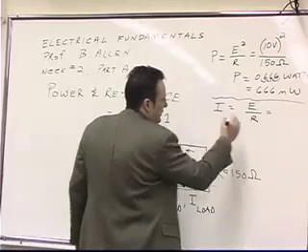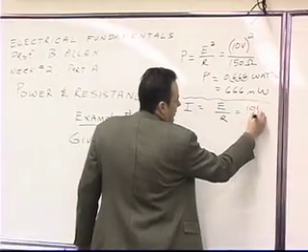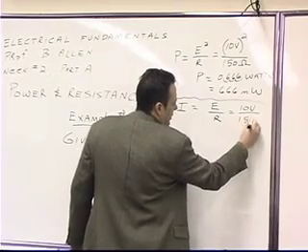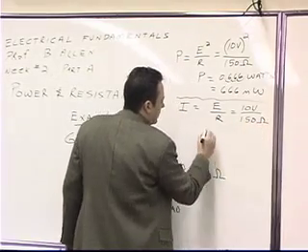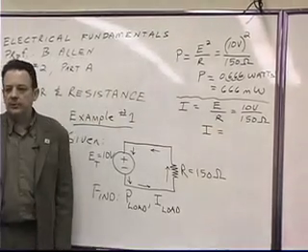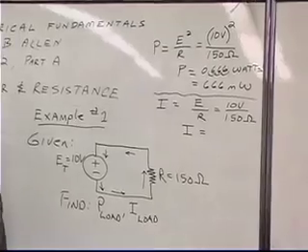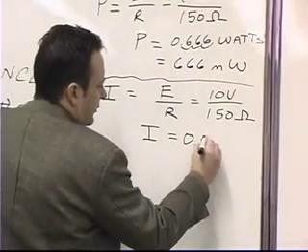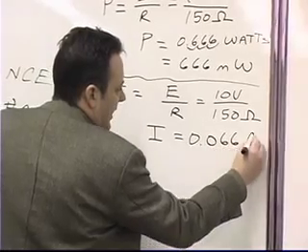So the voltage is 10 volts. And the resistance is 150 ohms. So what do we get for the current that's flowing through our space heater circuit? 0.066. 0.066 amps.